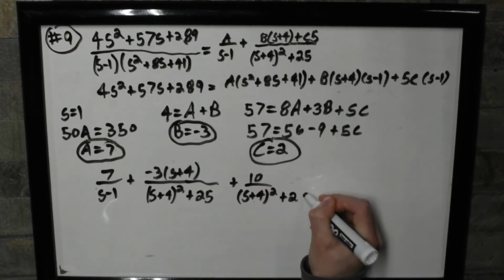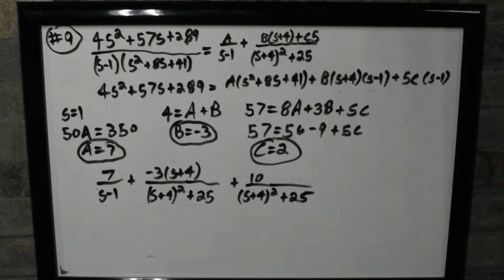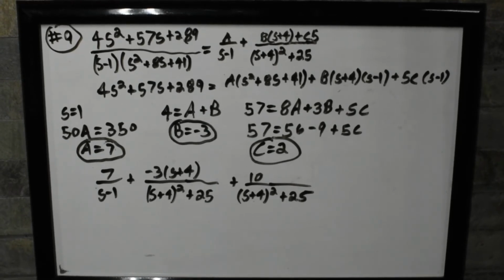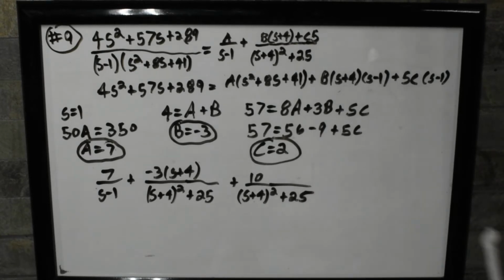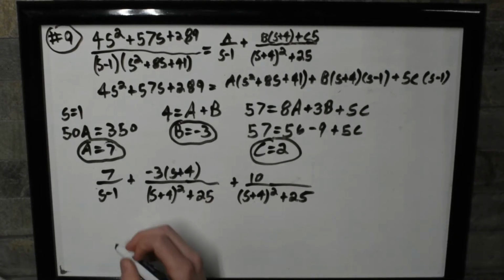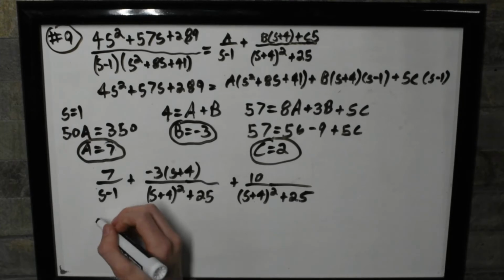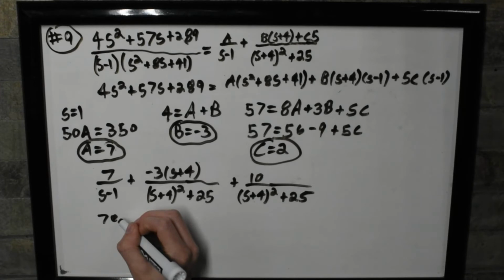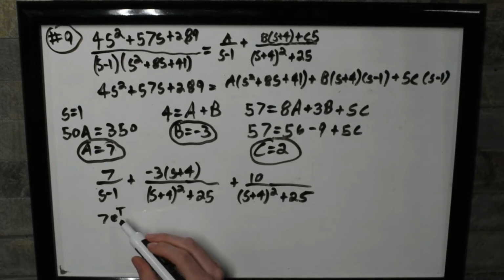Alright, moving on. Now we're going to need our inverse Laplace transform little cheat sheet from 7.2, which I actually don't have with me here, so let me grab it. There it is. So we got 7 over s minus 1. Well, that's going to be e to the alpha t. So we're going to get 7 e to the t, because alpha is 1.